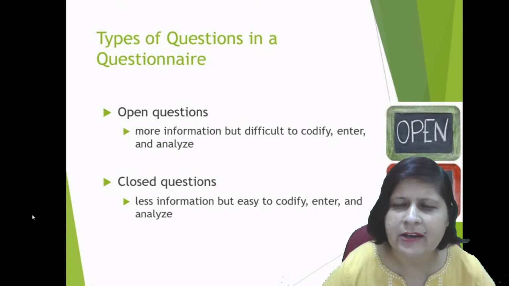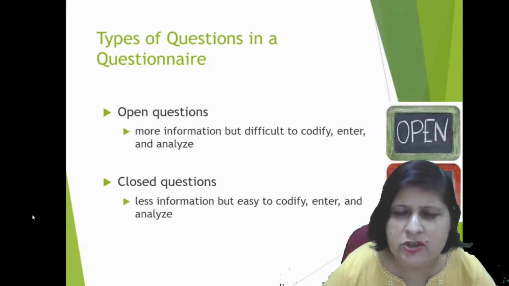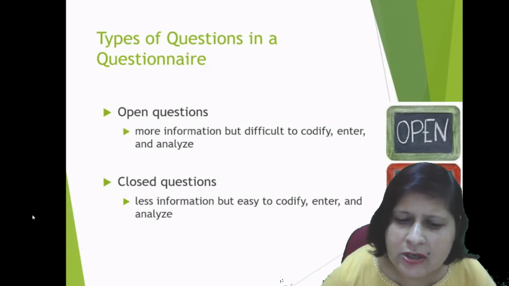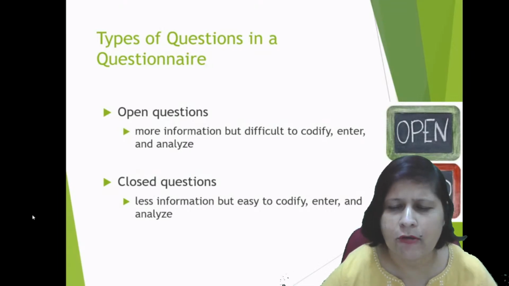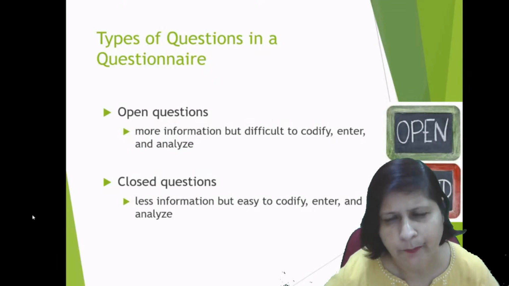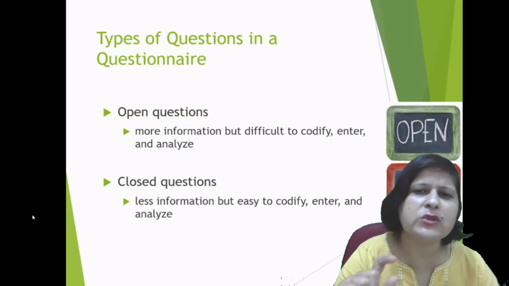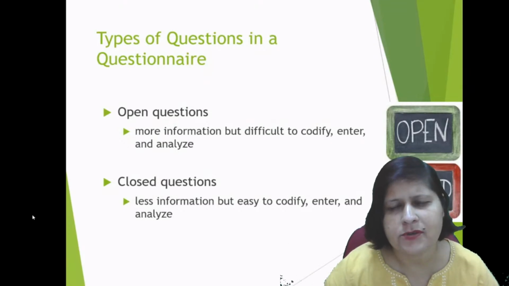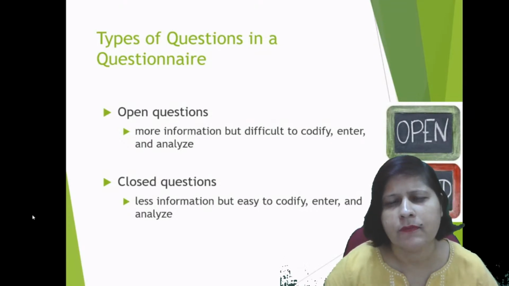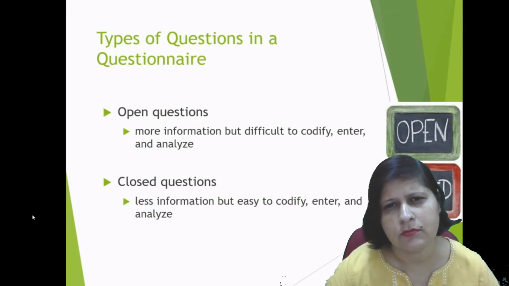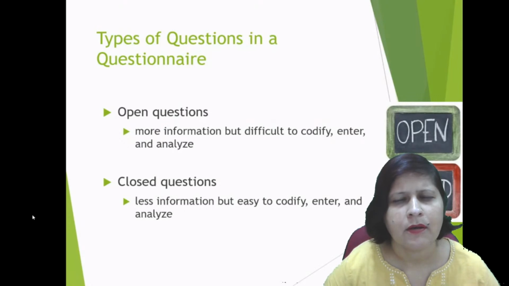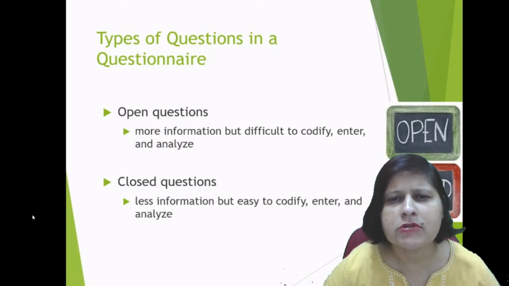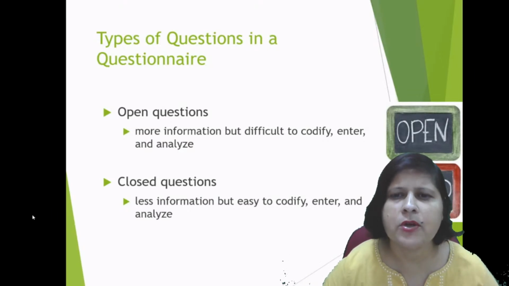Closed-ended question is less information. We get the less information, but easy to codify, enter and analyze. We can easily codify that, analyze it and enter. Suppose you have to choose one option from 2 or 3 options. Do you know driving? Yes or no? Either yes or no. Either you know driving or you don't know driving. Right? Close-ended question. Do you know driving?